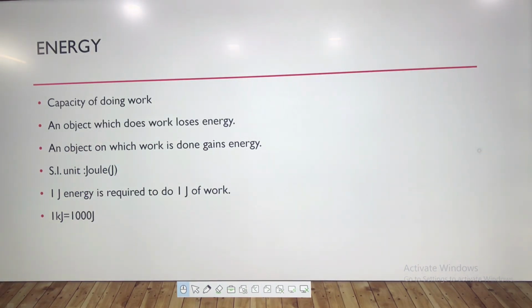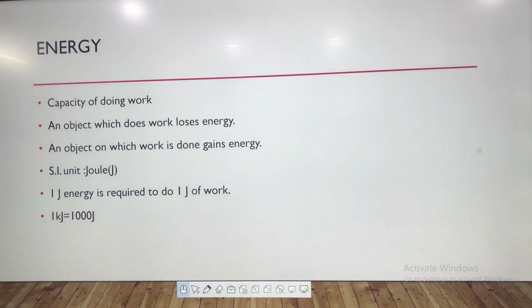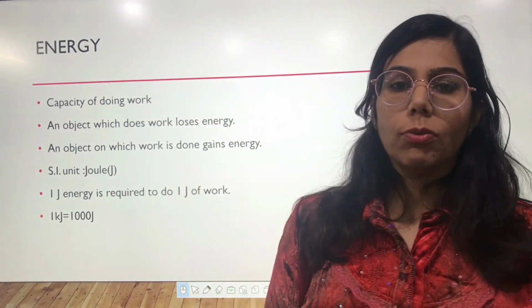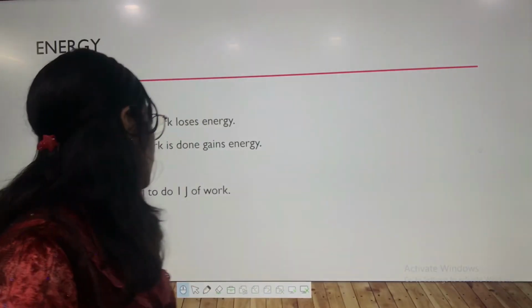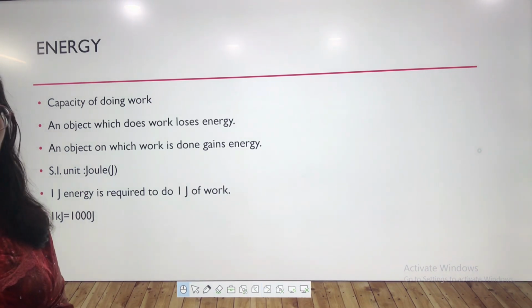An object which does work loses energy. An object on which work is done will gain energy. And the SI unit is obviously also joule. 1 joule energy is required to do 1 joule of work. That means if we require to do 1 joule of work, at least 1 joule of energy is required to do that work. 1 kilojoule, obviously from kilo we come to know 1000, and 1 kilojoule is equivalent to 1000 joule over here. Thank you.